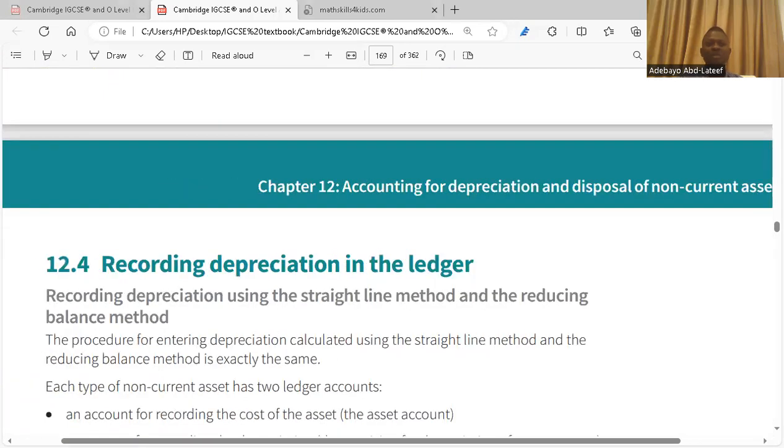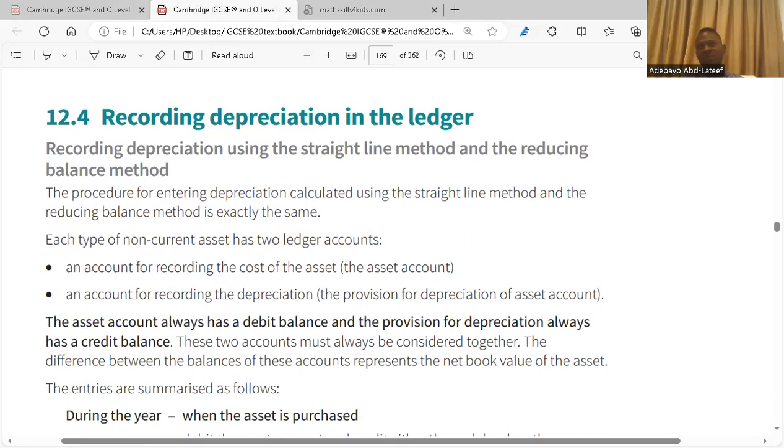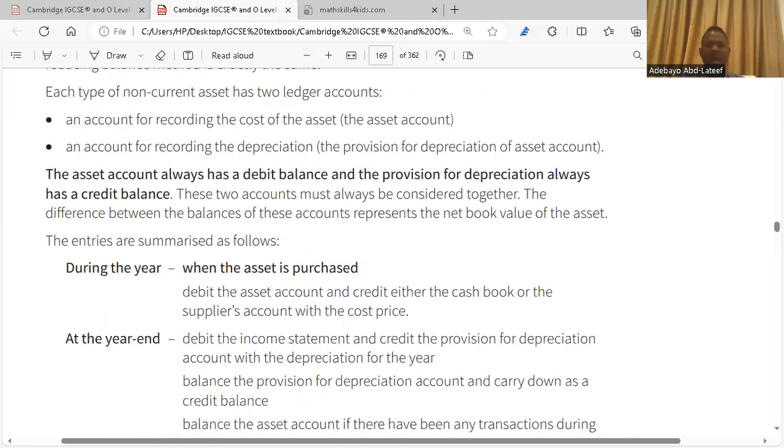We'll go to recording depreciation in the ledger. Recording depreciation using the straight line method and reducing balance method. The procedure for entering depreciation calculated using the straight line method and the reducing balance method is exactly the same. Each type of non-current asset has two ledgers: an account for recording the cost of the asset and an account for recording the depreciation of the asset. The asset account always has a debit balance and the provision for depreciation always has a credit balance.